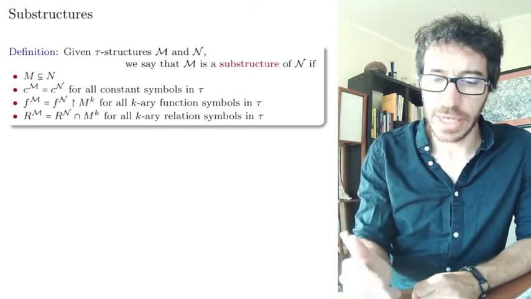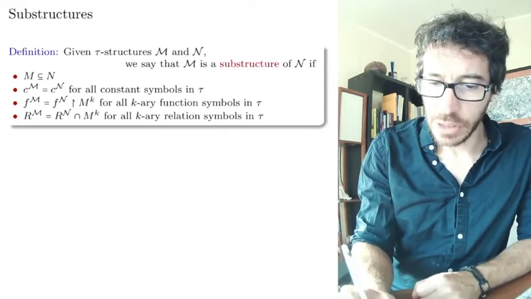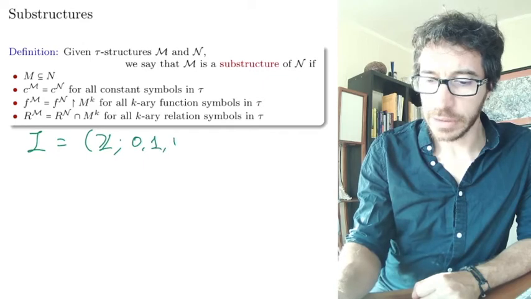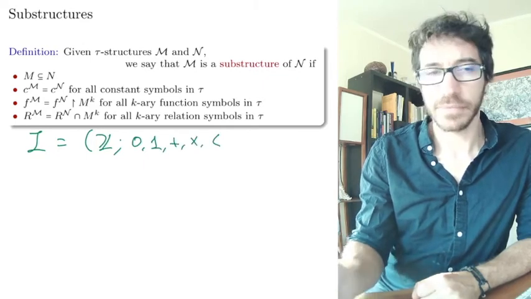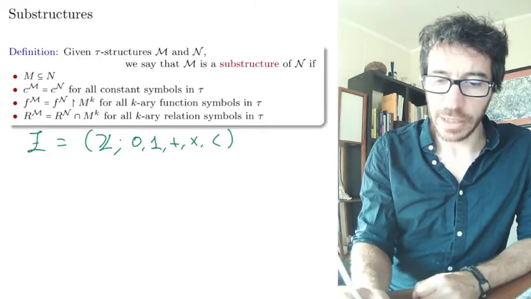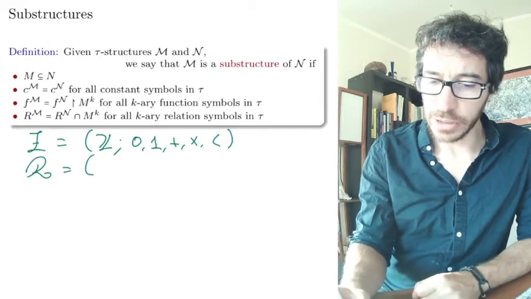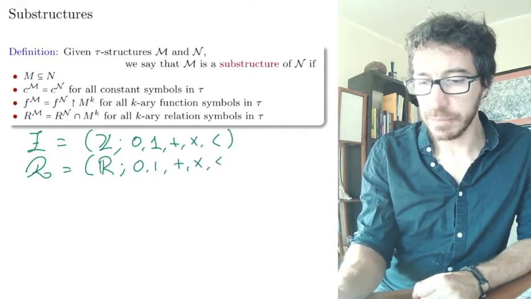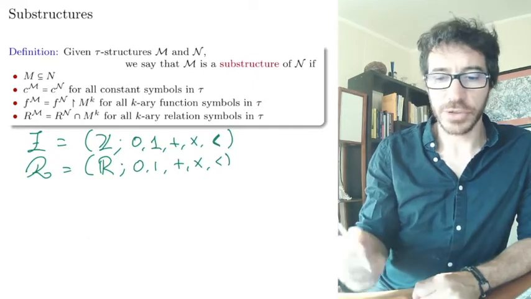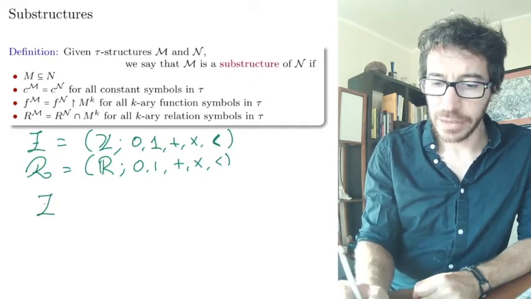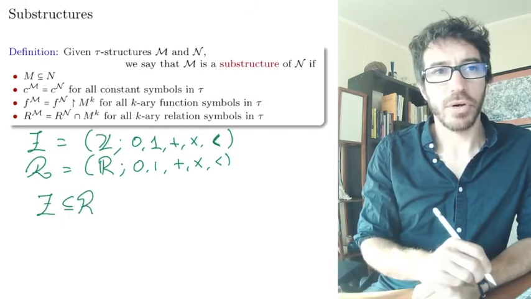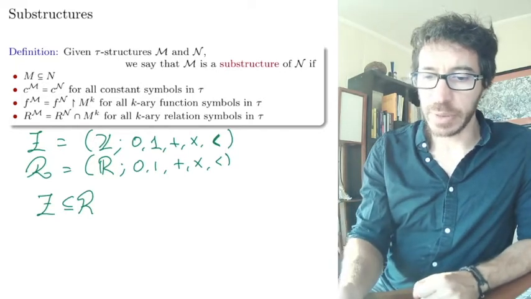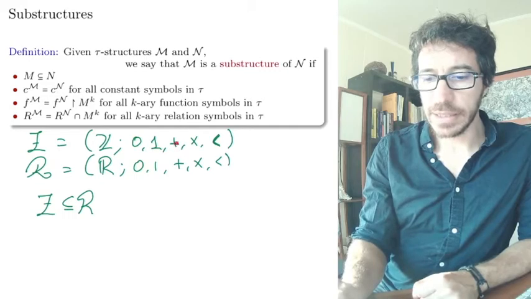So for instance, let's say that we take Z, which is the integers with 0, 1, plus, times, and less than. Okay, and we get calligraphic R, the reals with the same structure, plus, times, less than, but now we are talking about the plus and times of the reals. So it's not hard to see that Z is a substructure of R, right? It's a subset, and all the operations are the same. We are talking about the same 0, the same 1, plus in the integers it's just a restriction.